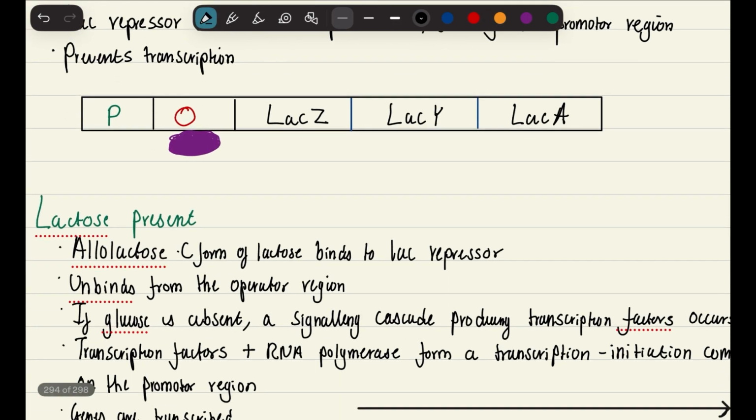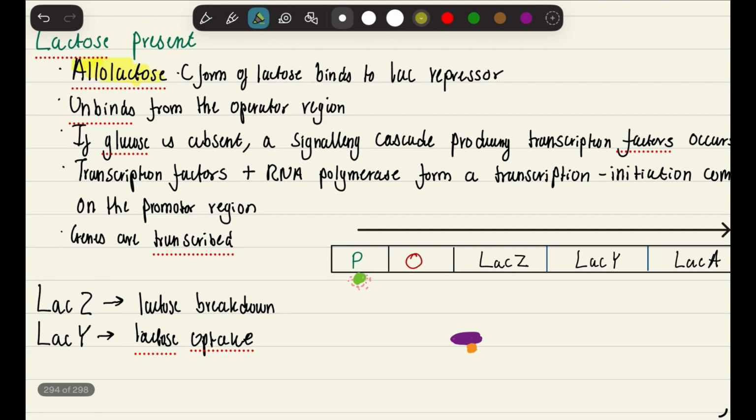Cool. What about if there is lactose, right? Lactose is going to enter the cell and it's going to form allolactose. So allolactose, that's the form it's going to exist in, right? And if I go down here to my diagram, allolactose, this one in orange here, is going to bind to that Lac repressor. And when it binds to the Lac repressor, it's going to do an alley-oop. It's going to head off from the operator site and it's going to leave, right?